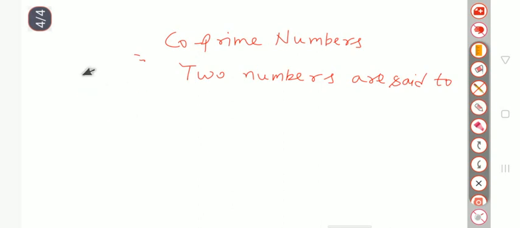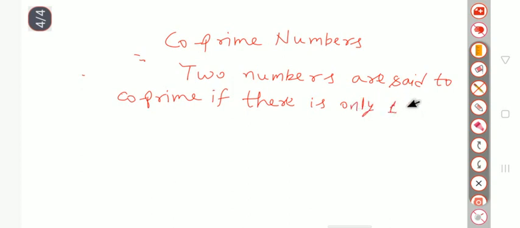Two numbers are said to be coprime if there is only one common factor between them. If there is only one as common factor between them. I will explain it by example. Two numbers are said to be coprime if there is only one as common factor between them.